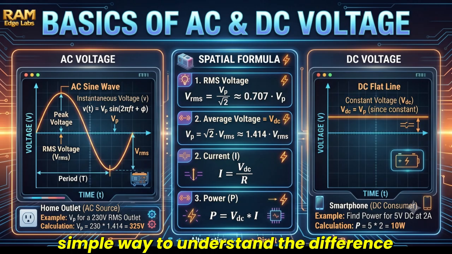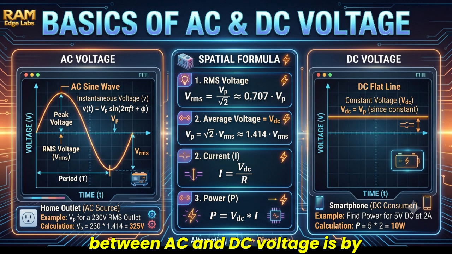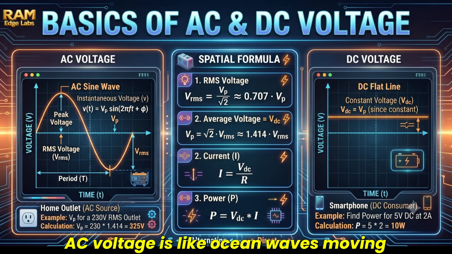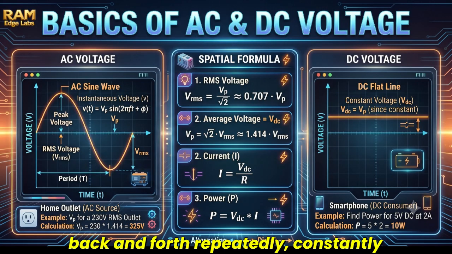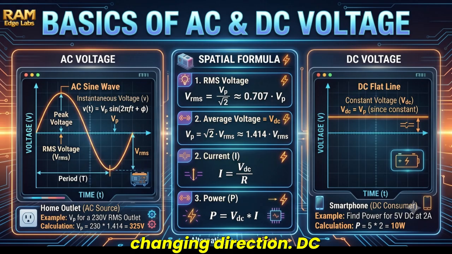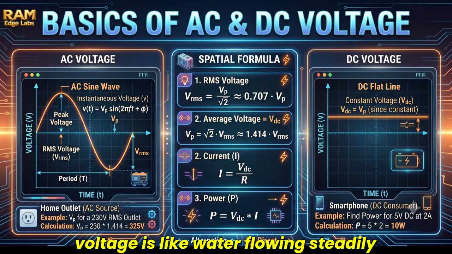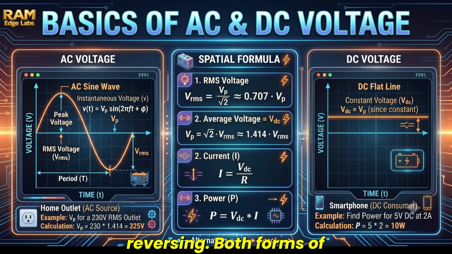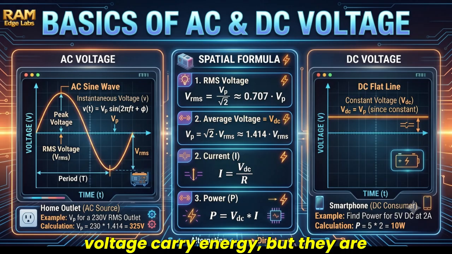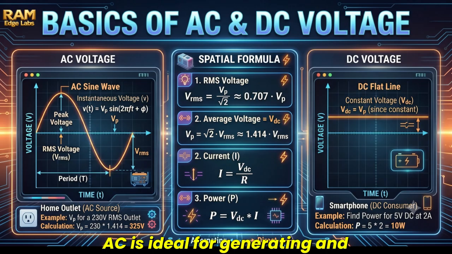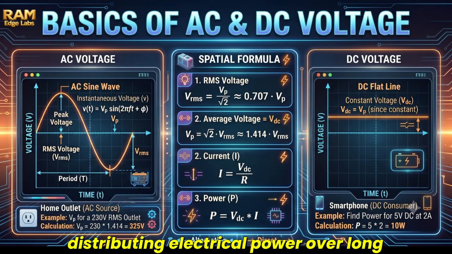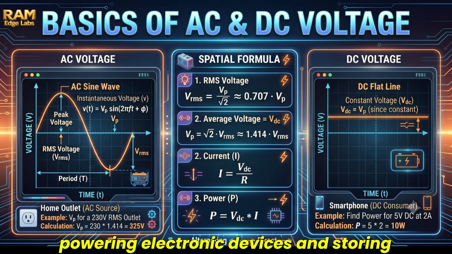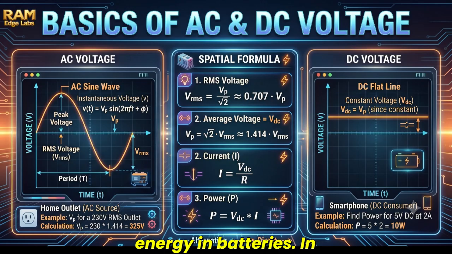A simple way to understand the difference between AC and DC voltage is by comparing them to the movement of water. AC voltage is like ocean waves moving back and forth repeatedly, constantly changing direction. DC voltage is like water flowing steadily through a pipe in one direction without reversing. Both forms of voltage carry energy, but they are used for different purposes. AC is ideal for generating and distributing electrical power over long distances, while DC is ideal for powering electronic devices and storing energy in batteries.